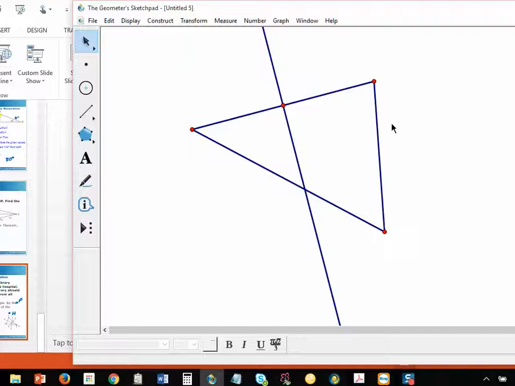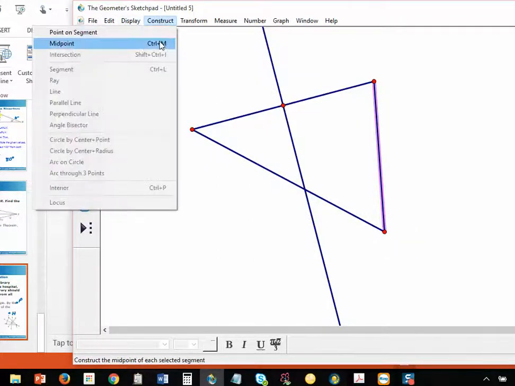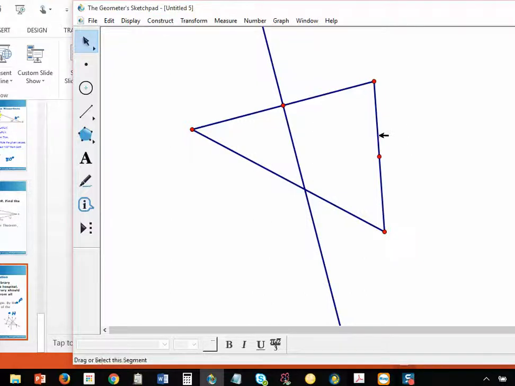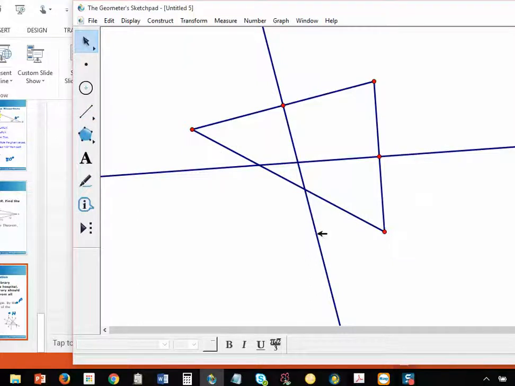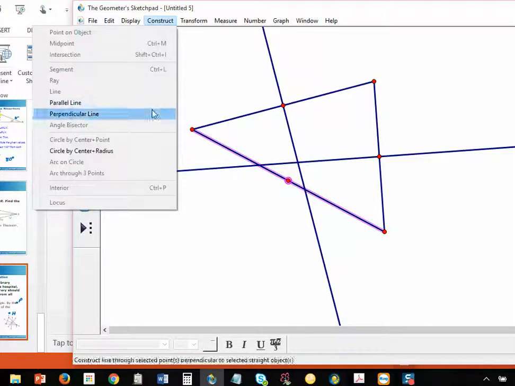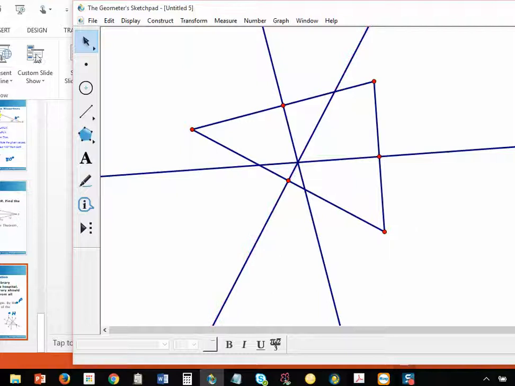Okay, now I'm going to repeat this without making so many mistakes for my next side. I'm going to select it, construct the midpoint, and then select the line segment and its midpoint and construct a perpendicular line. There it is. And then one more side to do. Construct the midpoint, and then select the line segment and the midpoint and construct perpendicular. There. Okay. The circumcenter is right there.